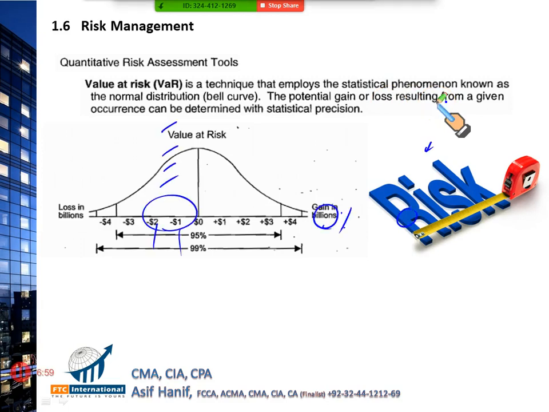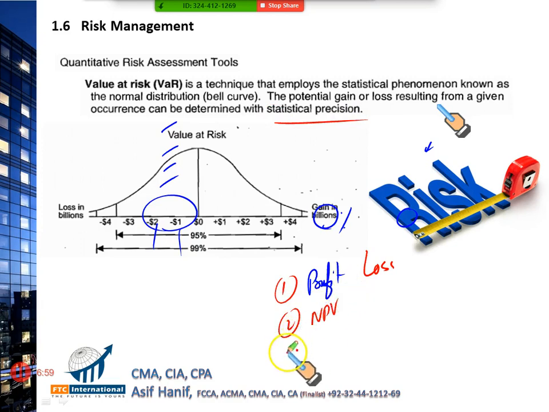It is used primarily in 3 different types of situations. What could be the maximum profit or loss at any point in time? Second, what could be the minimum and maximum NPV of the project? And what could be the minimum and maximum cash flows for an organization? Estimated at a certain level of confidence and measured with a certain level of statistical precision. So that's what you need to know about VAR and nothing else.